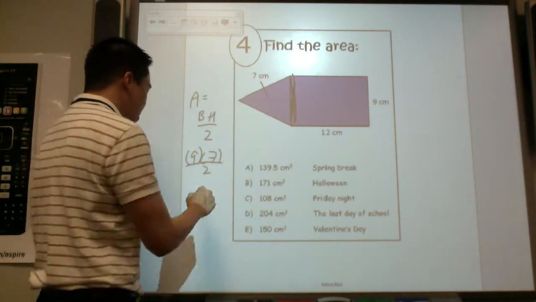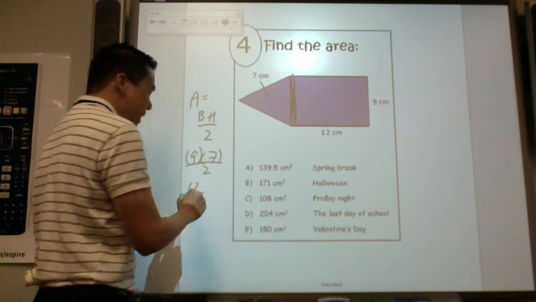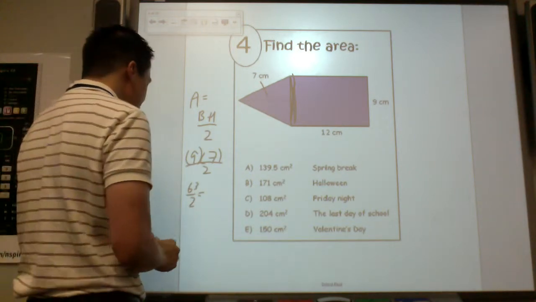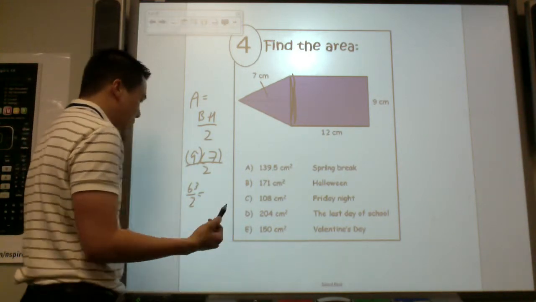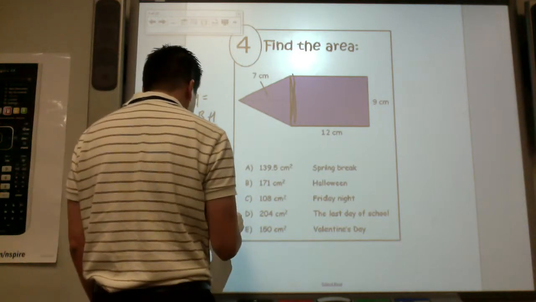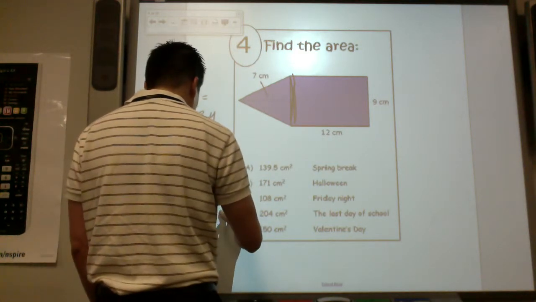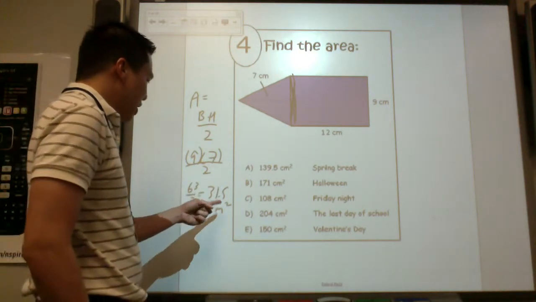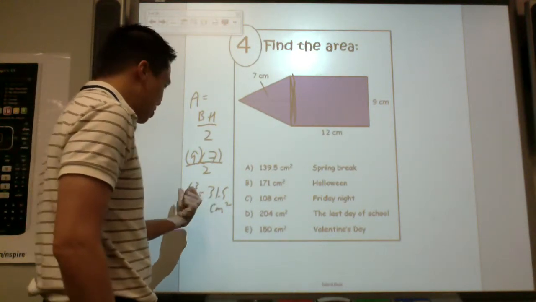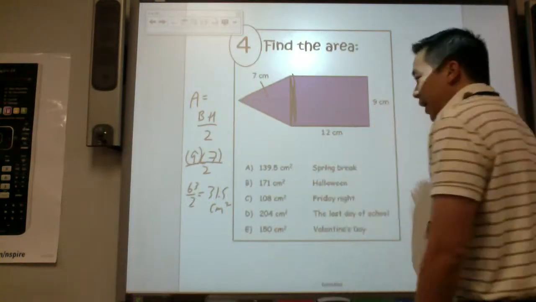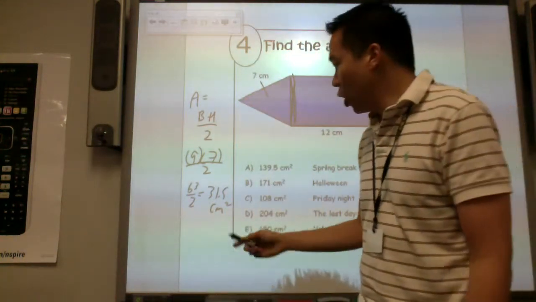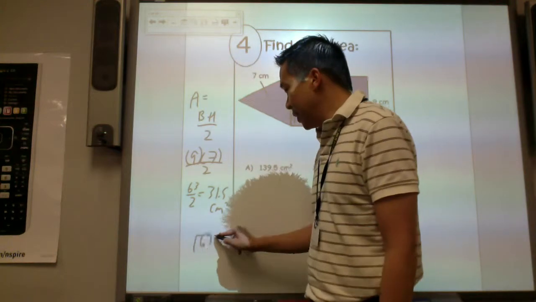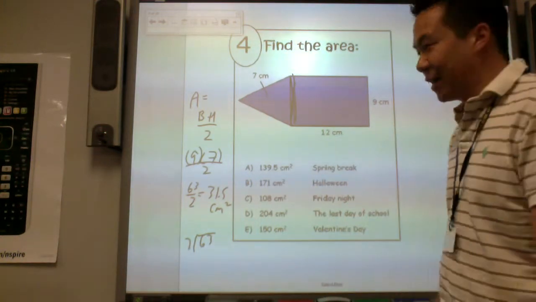And you have 63 divided by 2. What is half of 63? 31 and a half. 31 and a half square centimeters. I think that's correct. Let's see. 1.5 plus 1.5 is 3. 30 plus 30 is 60, so 31 and a half. Again, if you cannot do it in your head, of course you can physically divide it, 63 divided by 2, and get that.